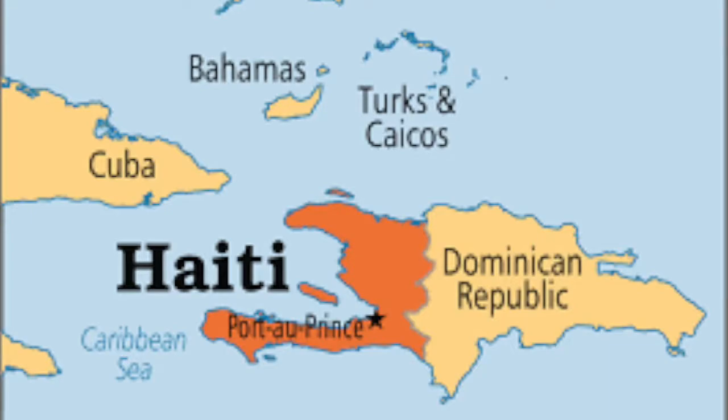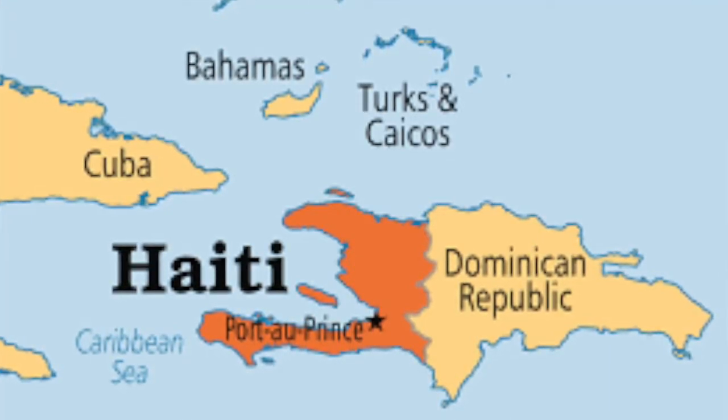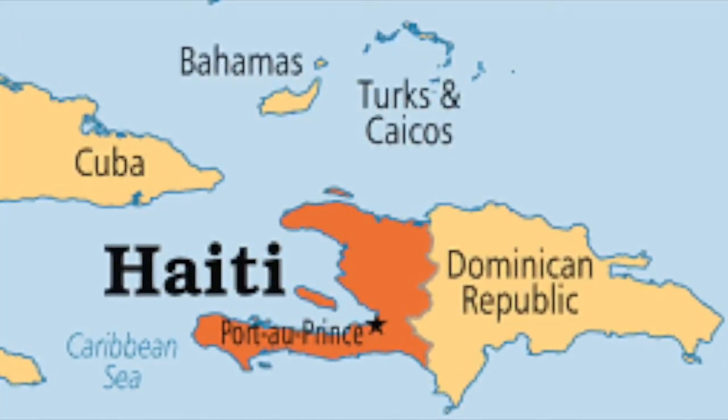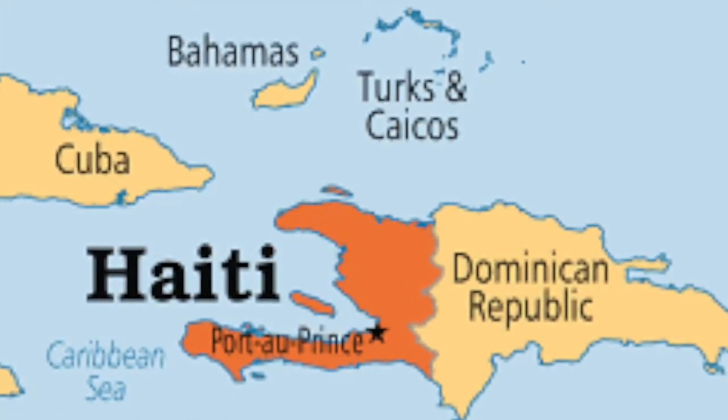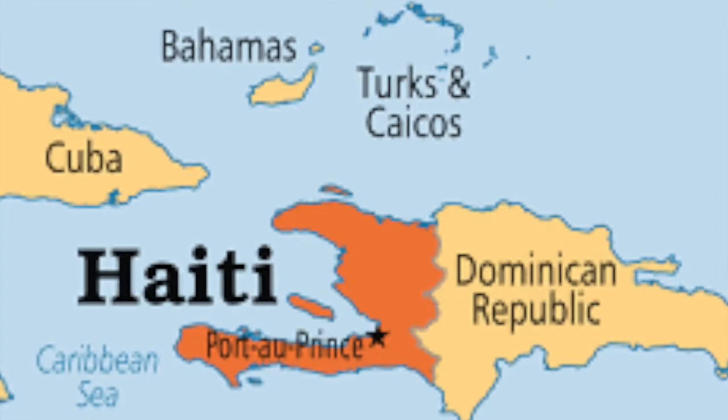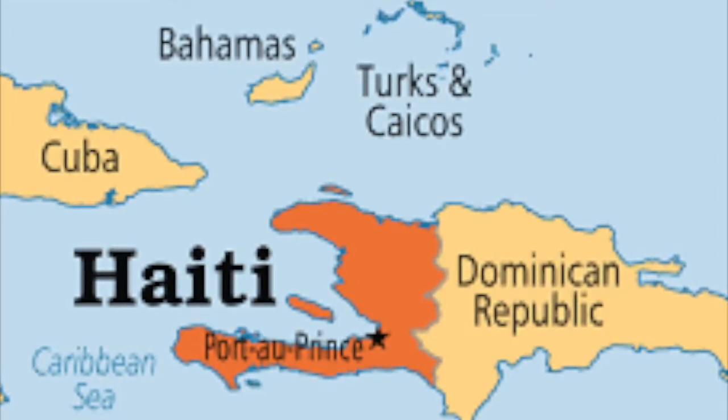The slaves fought the French and got their independence on January 1st, 1804. Haiti became the first nation to win its independence and the first post-colonial independent black-led country in the world. It was also the only country to become permanently independent as a result of a slave uprising.